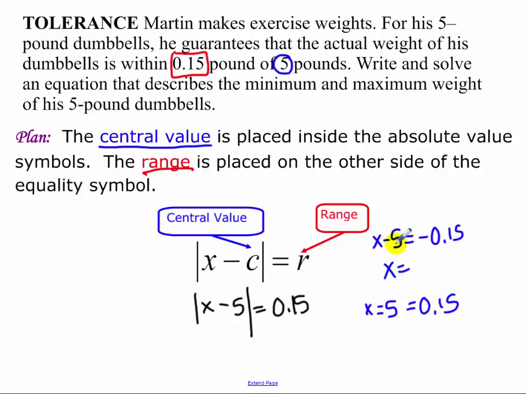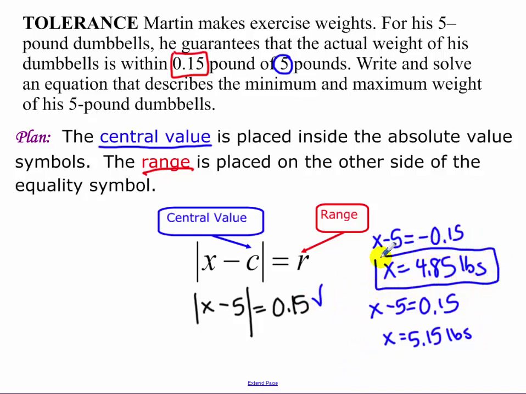So x is going to equal, if I add 5 to both sides, I get 4.85. Oh, that should be a minus sign here. Now if I add 5 for this bottom equation, we get 5.15. So make sure you have units. I have my equation. I will be looking for the equation, and I've written and I've solved. So these are what he guarantees the weights to be between.